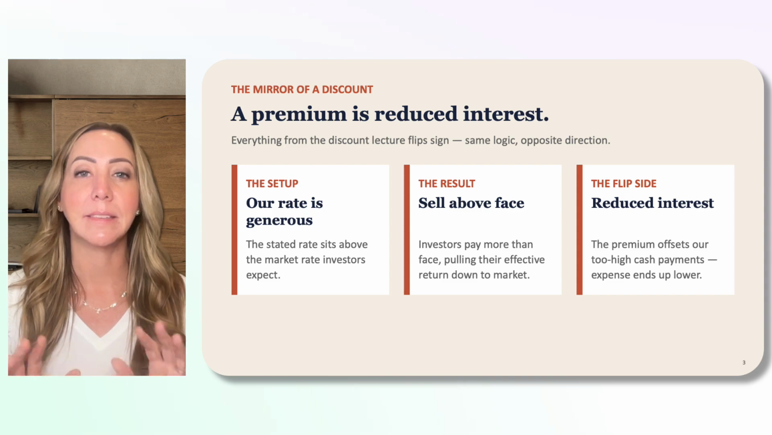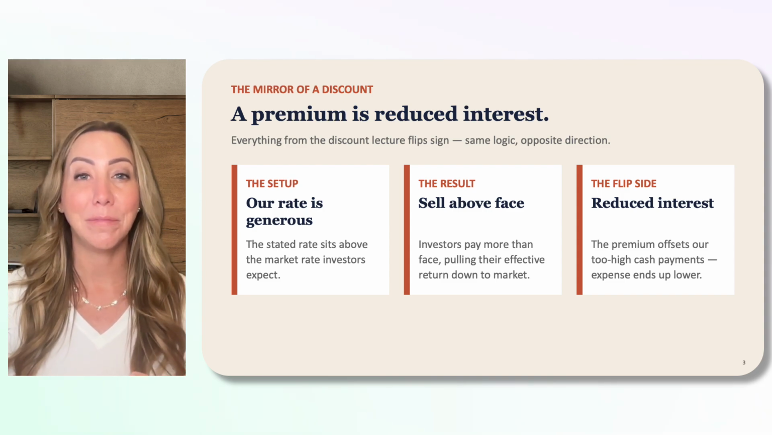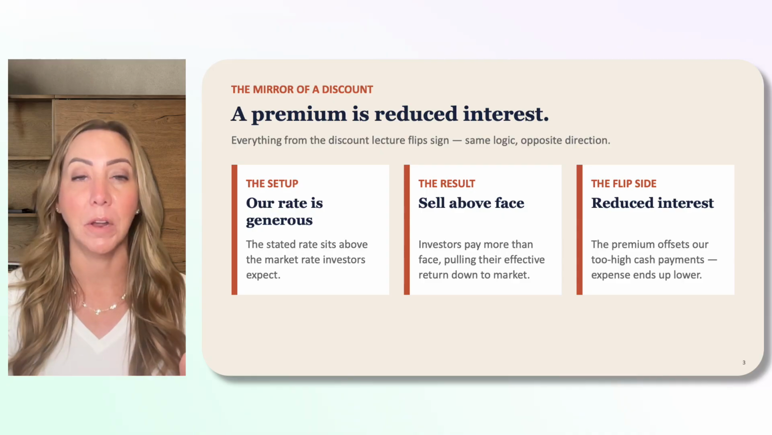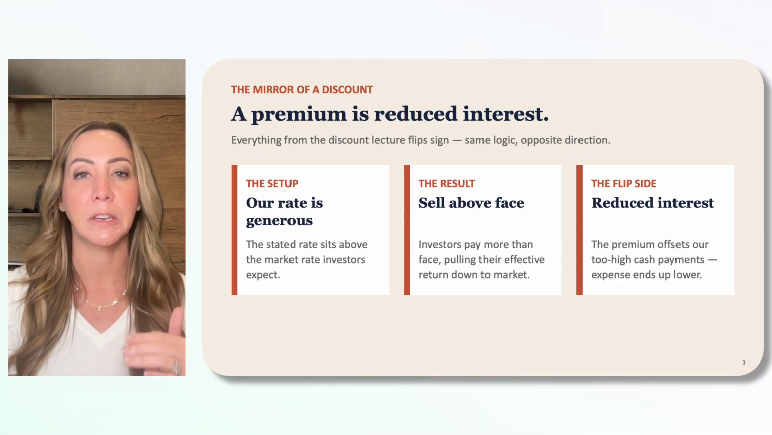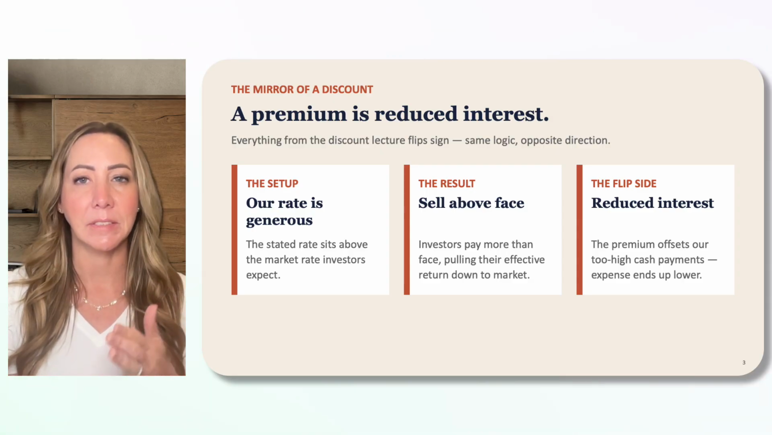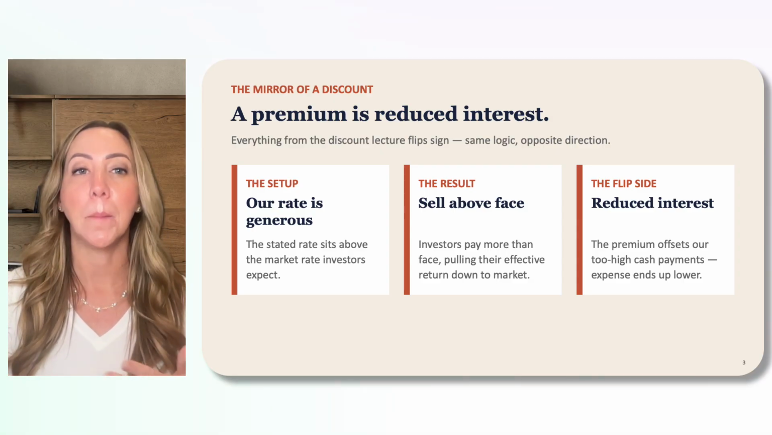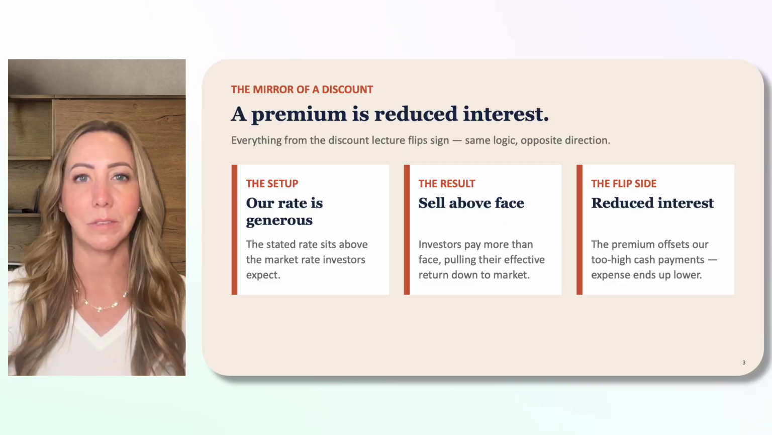And the flip side, instead of paying extra interest, we're effectively paying reduced interest. The premium we collected up front offsets our too high cash payments, so over time our true interest cost comes out lower than the cash we hand over. Here's the takeaway. If a discount was extra interest, a premium is reduced interest.